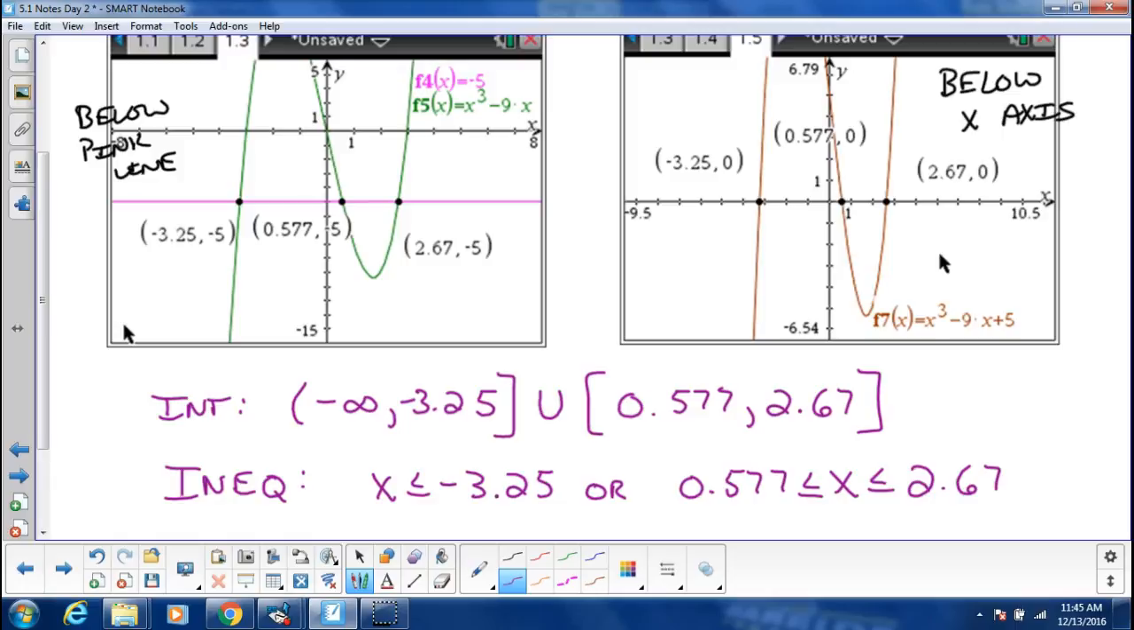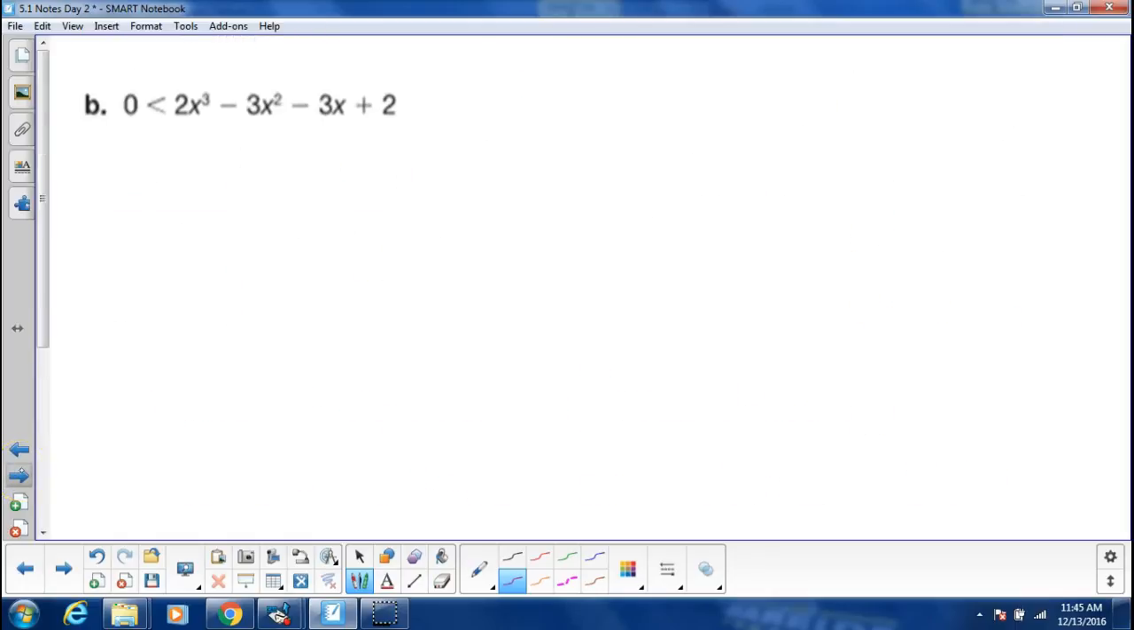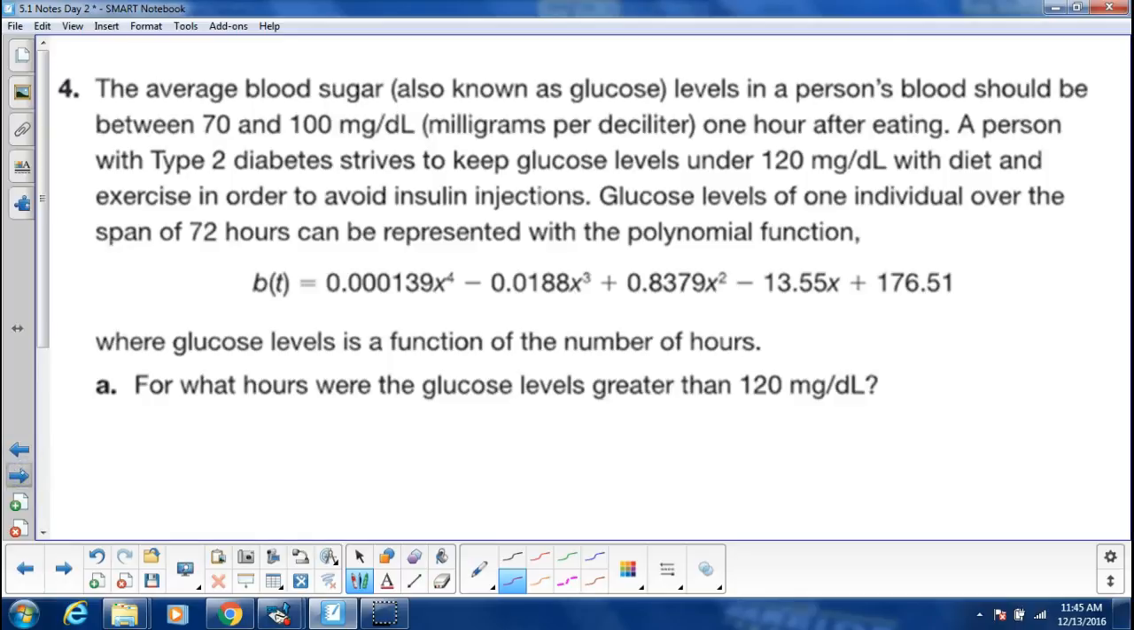Now, we could do B here, but I want to actually talk first about number 4, because there are actually 2 problems like number 4 on the yellow homework for tonight. Average blood sugar, also known as glucose levels in a person's blood, should be between 70 and 100 milligrams per deciliter 1 hour after eating. A person with type 2 diabetes tries to keep the glucose levels under 120 with diet and exercise in order to avoid insulin injections. Glucose levels of one individual over the span of 72 hours.